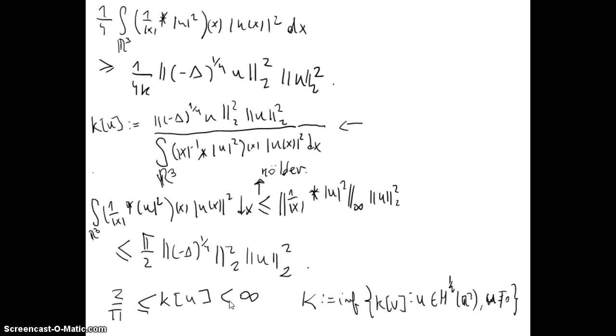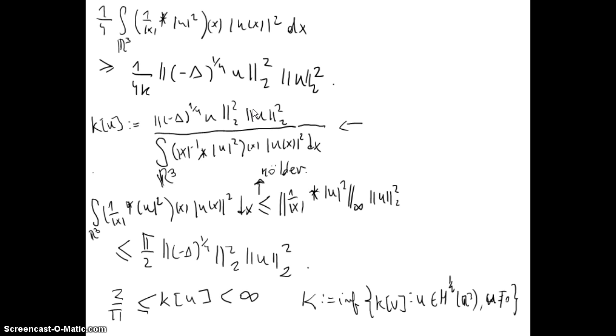You can see that k does not diverge because both the denominator and the numerator are bounded by the conservation of energy. This is part of the conservation of energy, and we use this also to bound the solution in H^{1/2}. So now you can see that this is k, let's say, or the infimum is k.